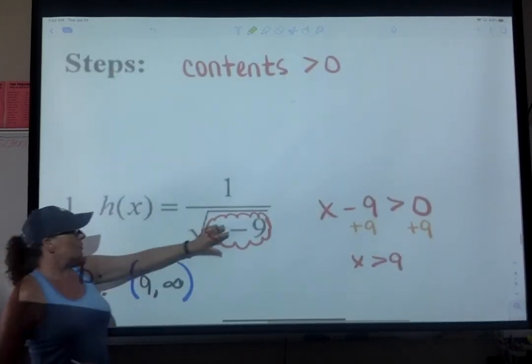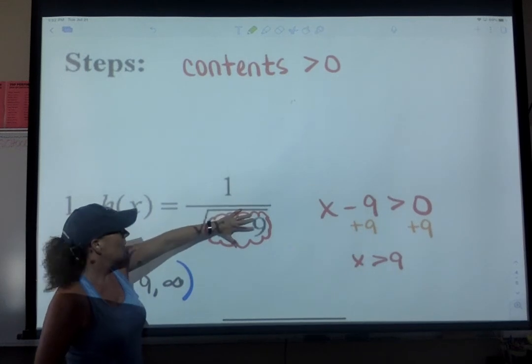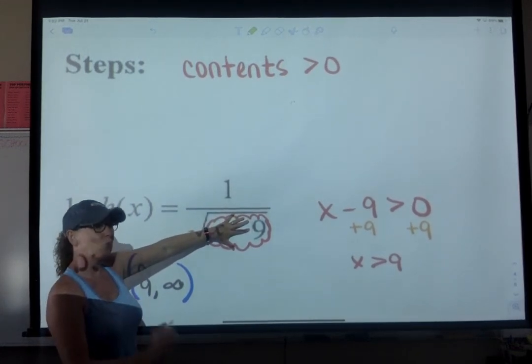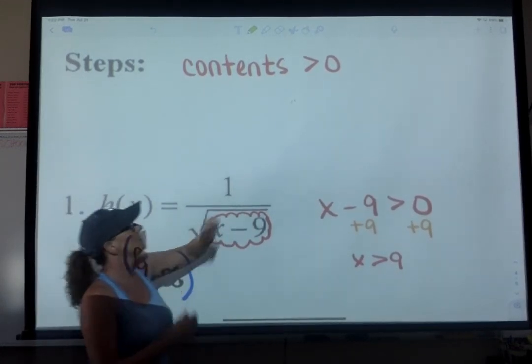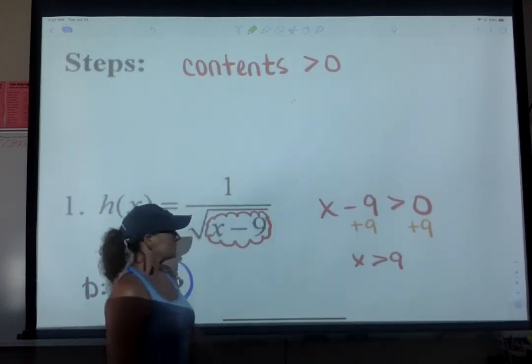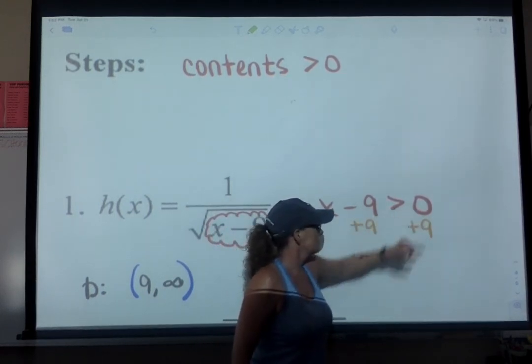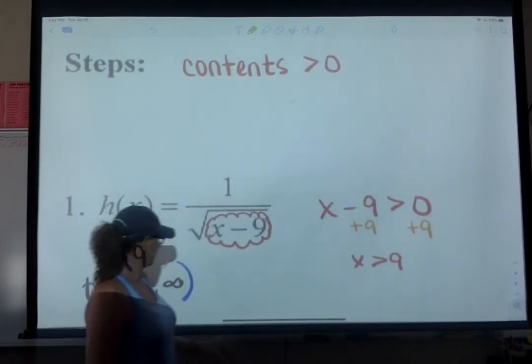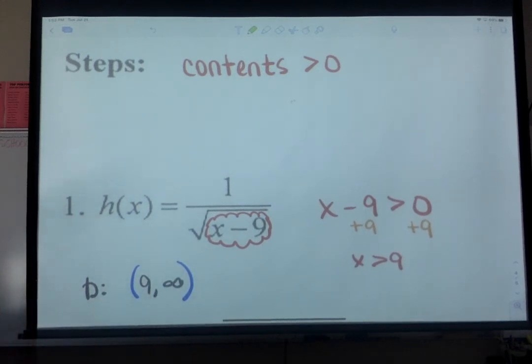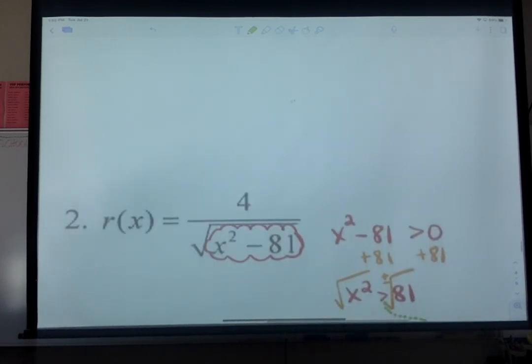Okay? Because it's in a radical, we want it to be positive. Yes, yes, yes. Because it's in the denominator, we don't want it to be 0. We've got that covered. We didn't put the equal sign under there. So I take out my contents, just use the greater than, solve it, interval notation. If you need to pause that and think on it, copy it, go ahead. Next one.